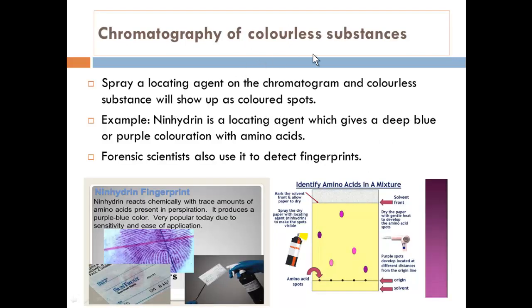Chromatography of colorless substances. For colorless substances, we use a spray of locating agent. In this case, ninhydrin is a locating agent which gives a deep blue or purple coloration with amino acids, as amino acids are colorless substances. The second use of ninhydrin can be in detecting fingerprints.